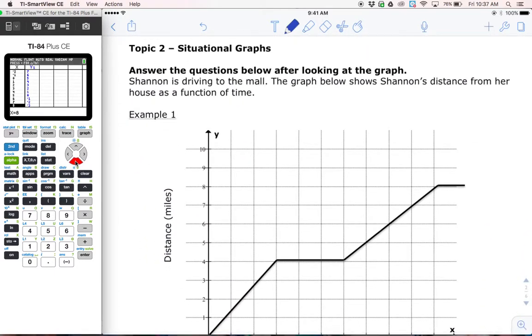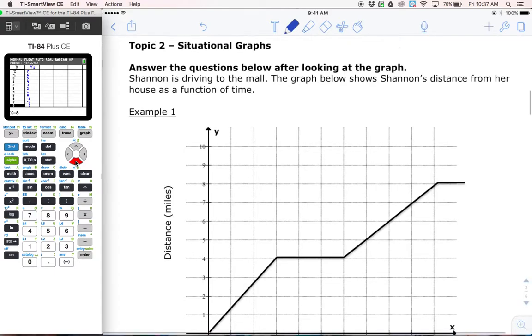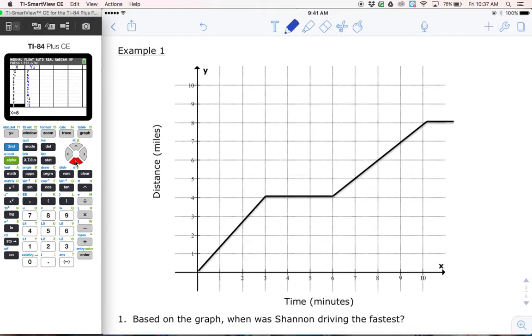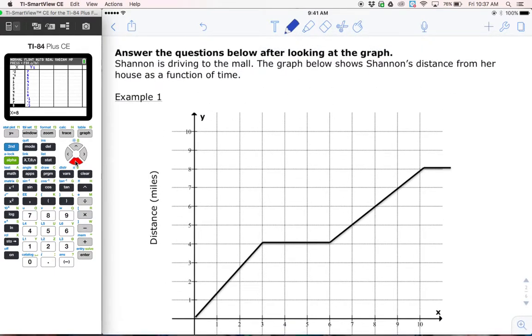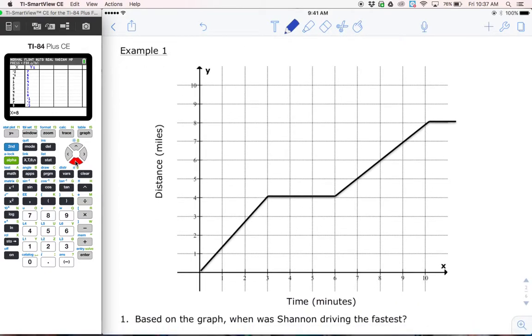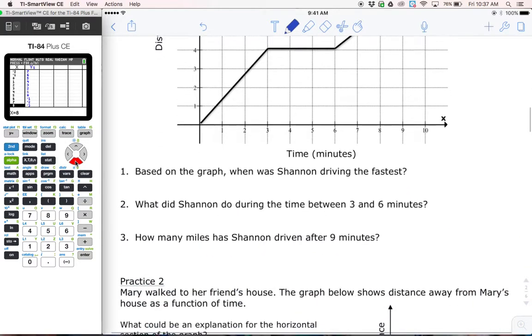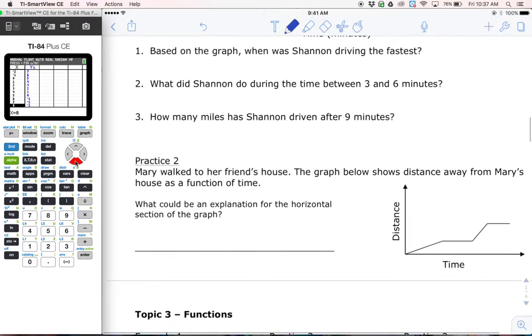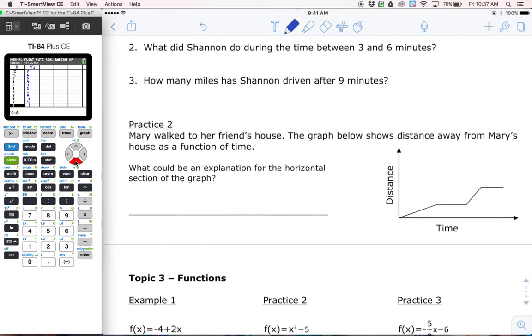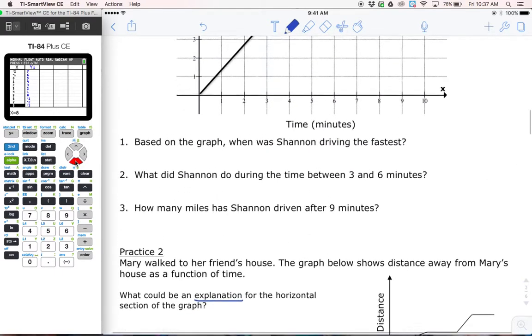All right, for this section, situational graphs, we're looking at this graph on your paper. Now here's the situation. Shannon is driving to the mall. The graph below shows Shannon's distance from her house as a function of time, right? Time in minutes is passing, and the distance in miles is shown over here. Now, I'm going to answer all of these questions, 1, 2, 3, and then you guys are going to choose the best explanation for what's happening in this graph, as well as other questions in Edpuzzle.